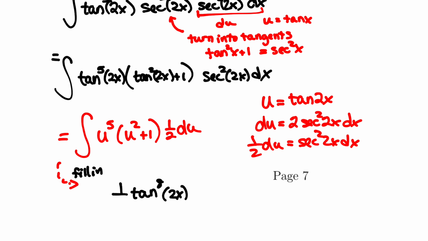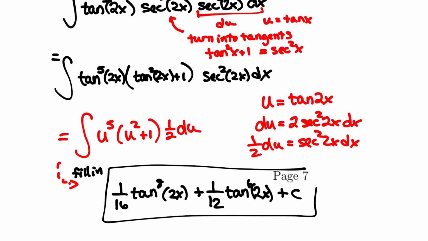Erase that. Let's try that. 1/16. See, I'm not good at mental math. You guys are going to have to correct me. 1/12 tangent to the 6th of 2x plus c. Did I do that right, or did I mess that up? I might have messed that up. Are we good here?